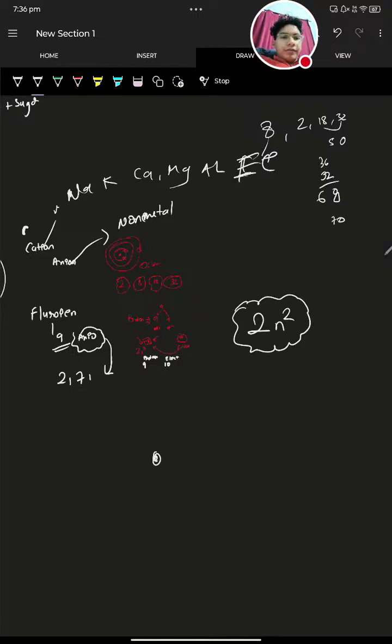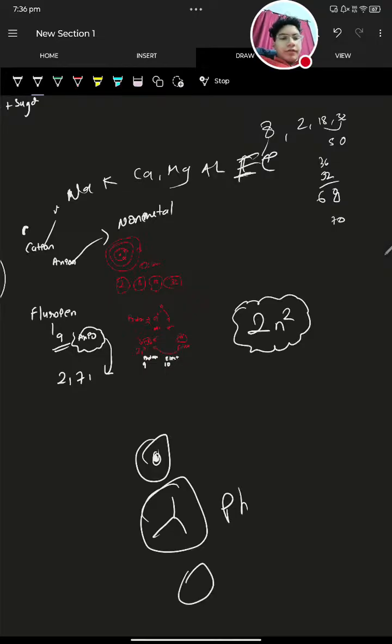And the hydrogen symbol is this. Phosphorus, then sulfur, then this is mercury. Yeah, mercury.